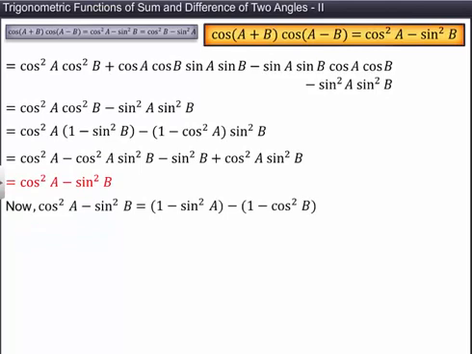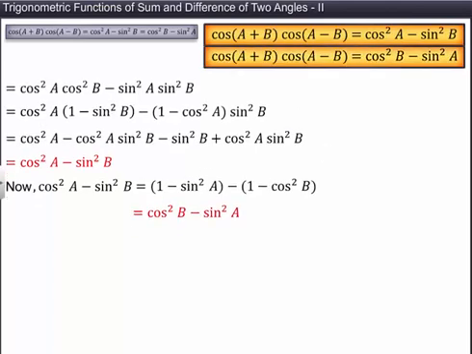Now, cos square A minus sin square B is equal to 1 minus sin square A minus of 1 minus cos square B. This is equal to cos square B minus sin square A.